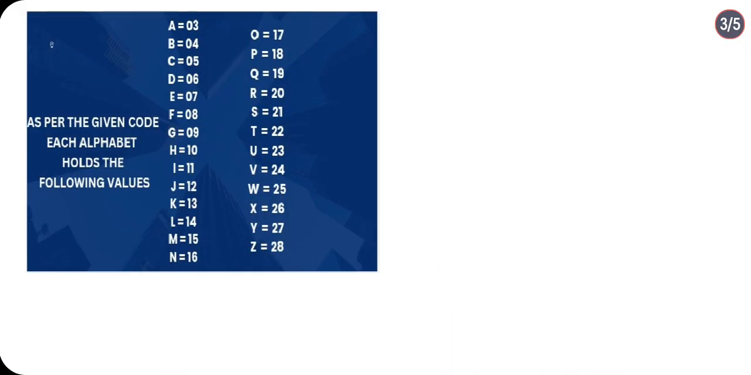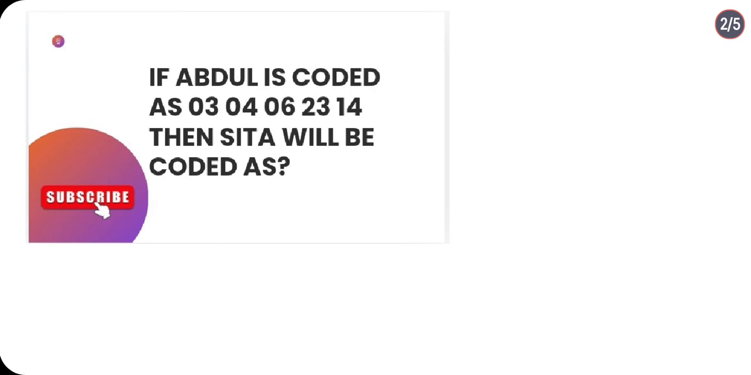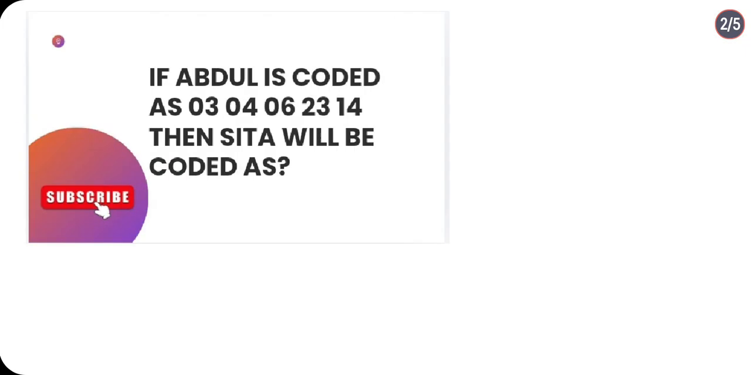So 0304062314, right? A is coded as 03, B is coded as 04, then C is 5, D is 6, and it goes on up to 28 as Z, right? This is arrived at with respect to the question that is being given, that is 0304062314. They are asking what is the code for Sita.